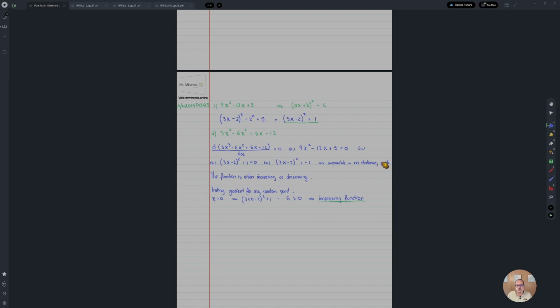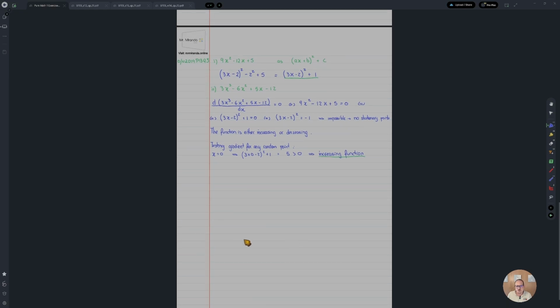If you have no stationary points, this means that the function is either always increasing or always decreasing. Which one? Just test the gradient at any random point. So I picked 0 on the original function, and I got a positive number, meaning that this is an increasing function, always an increasing function.